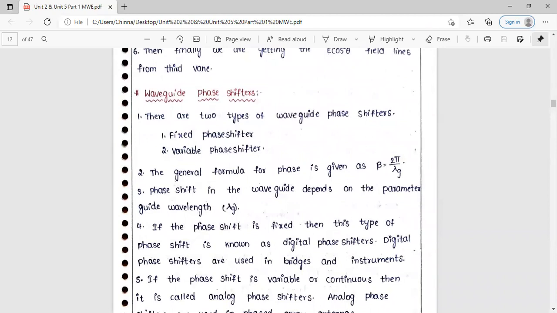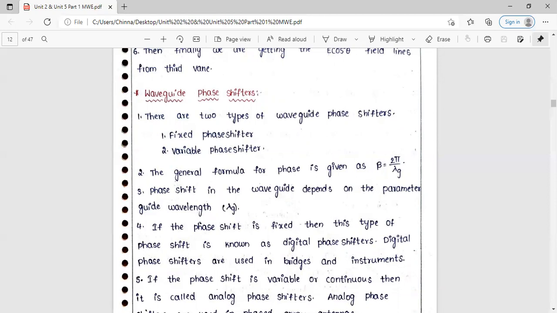So far we discussed waveguide attenuation. Attenuation is used for measuring power losses or power gain in dBs. It also provides isolation between the components of the waveguides, and it reduces the input power to overcome overloads across the section. These are the purposes of attenuators. Attenuators are of two types: fixed attenuation and variable attenuation, which we have discussed so far.